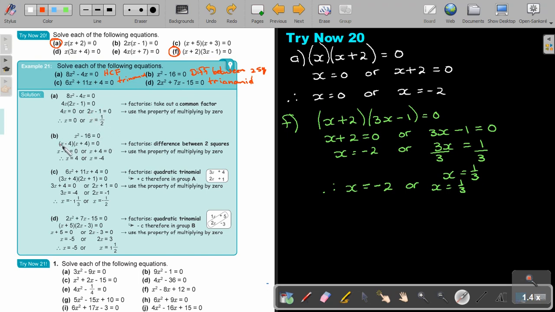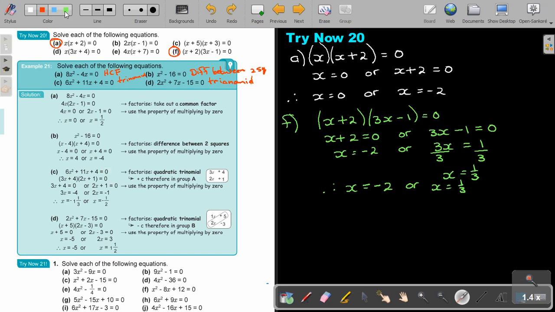Difference between two squares, two brackets, 1 minus, 1 plus, take the square root of x, take the square root of 4. And that's exactly the same. Then put that bracket equals 0, that bracket equals 0, and solve it, and it will cut the x-axis at 4 and at negative 4.